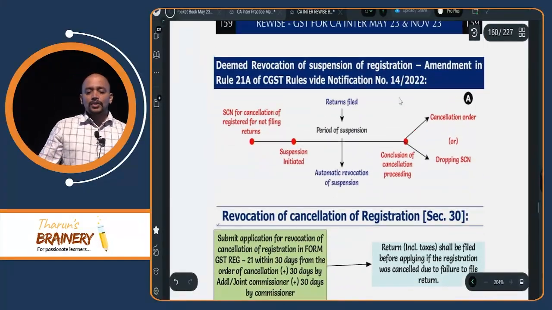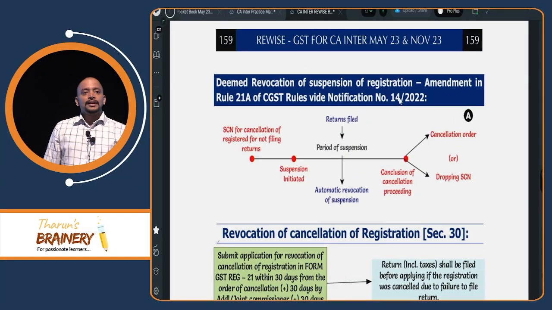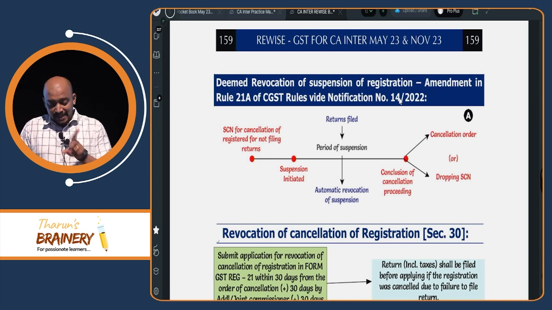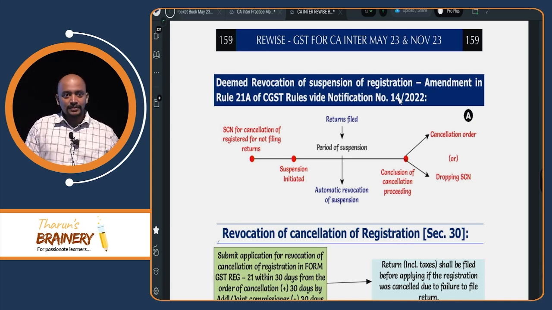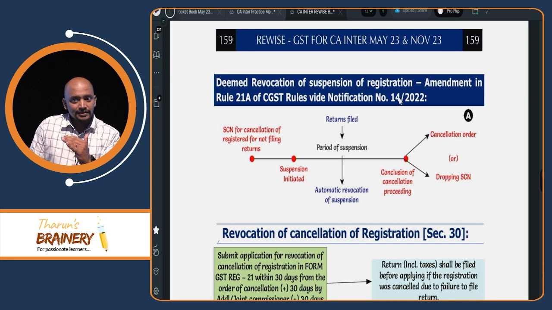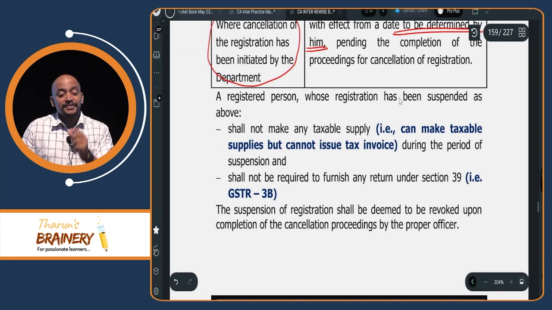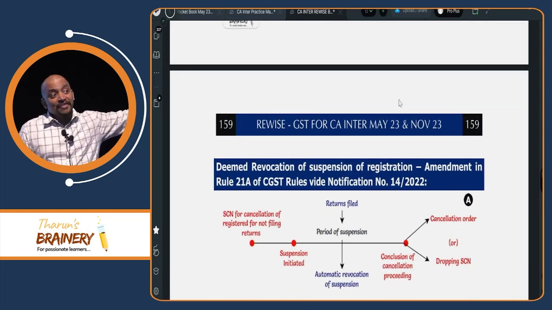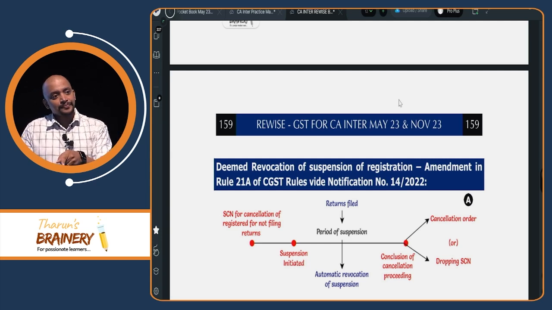Then next. Now there is one amendment in this place, that is, whenever the registration is suspended, during that suspended period also, I can file the returns. But for which period? Prior period, not the suspended period. For example, in March they have suspended my registration. Now, for March, while my registration is suspended, I should not file returns. That's what we learnt. Correct? For which period? March. But up to February, I should have filed some returns. That can I file? Yes.